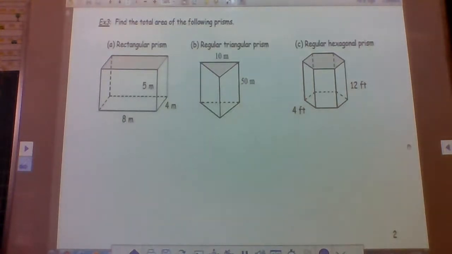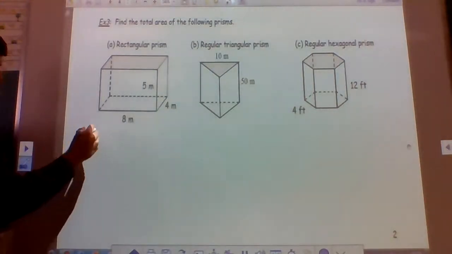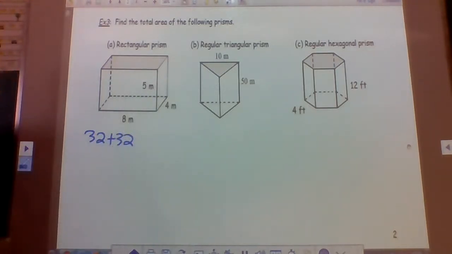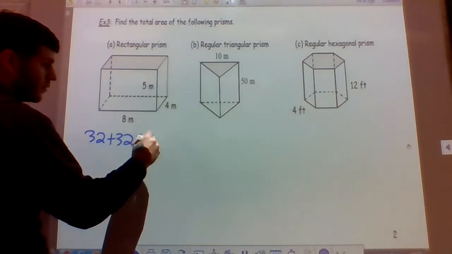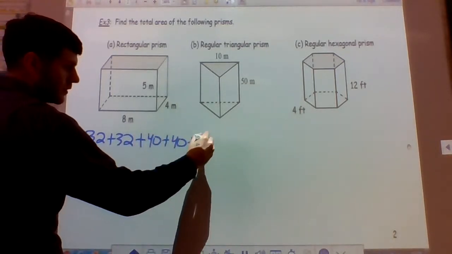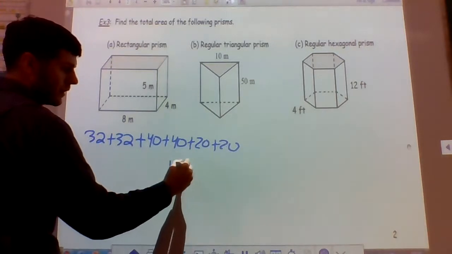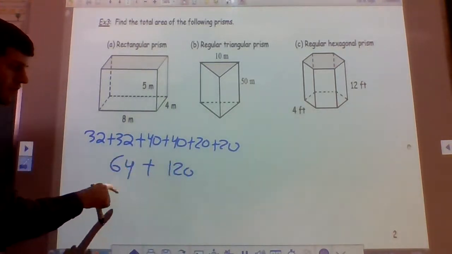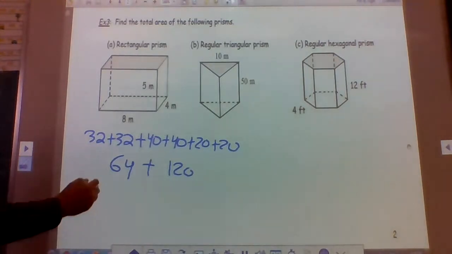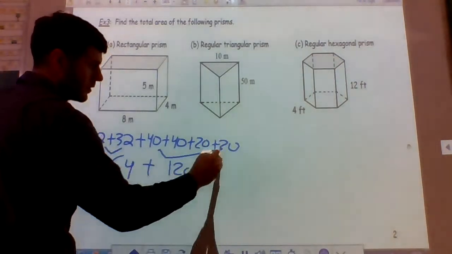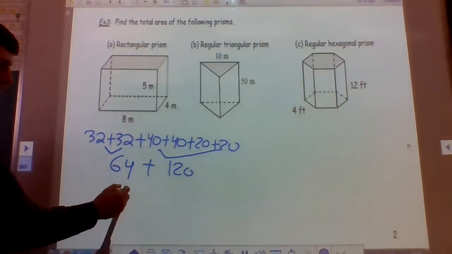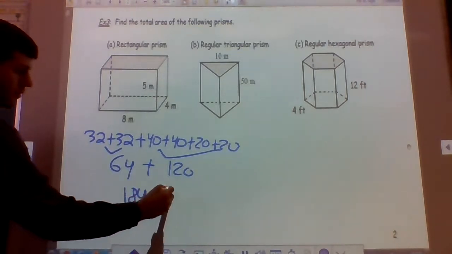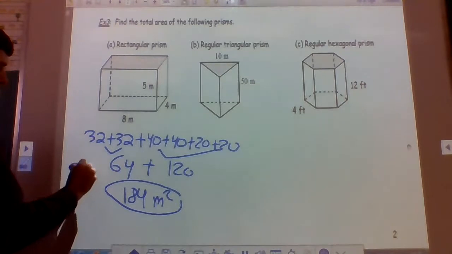Okay, so the area of our 2 bases added together was 64, or 32 plus 32. And then our lateral sides were 40 plus 40 plus 20 plus 20. So we found our lateral area to be 120, and we found our base area to be 64. That's those two, and this is these four. So we just simply add those two numbers together, and we get 184 meters squared. So that's going to be our surface area.